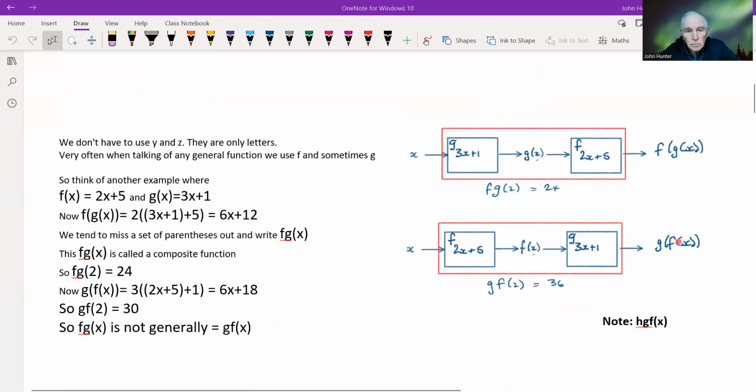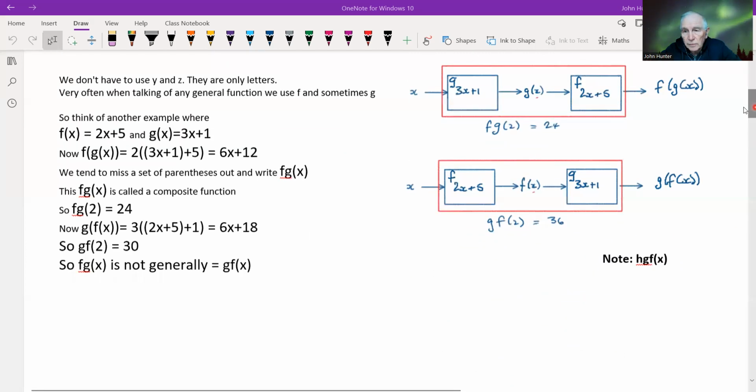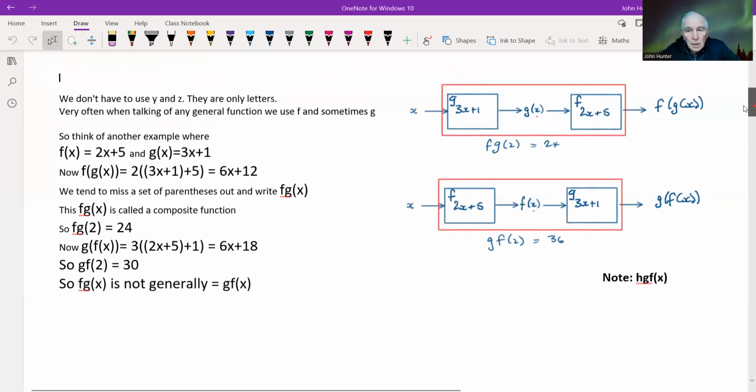Okay, so let's move on and have a think about this. The important thing, I think, is that we don't have to use y and z. They're just letters at the end of the day. And usually when we're covering this topic, we tend to use not y and z, but f and g, the letters that appear most frequently.